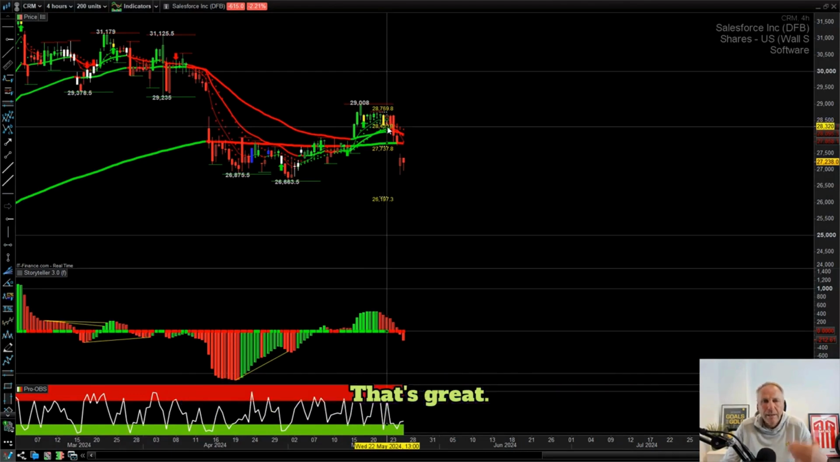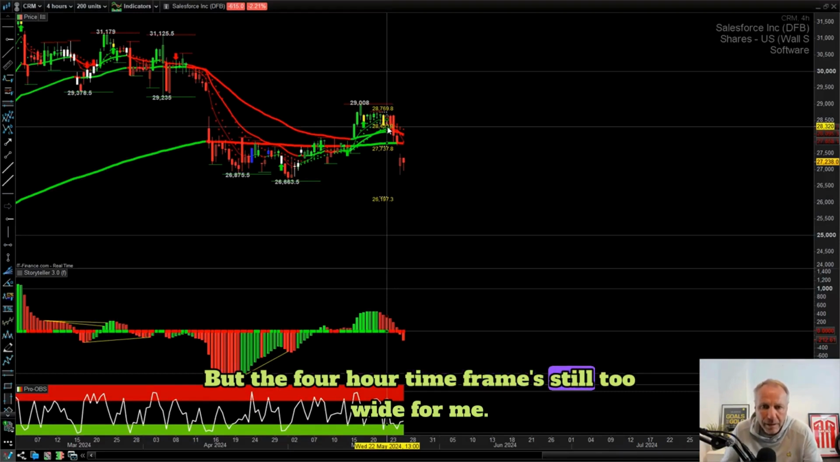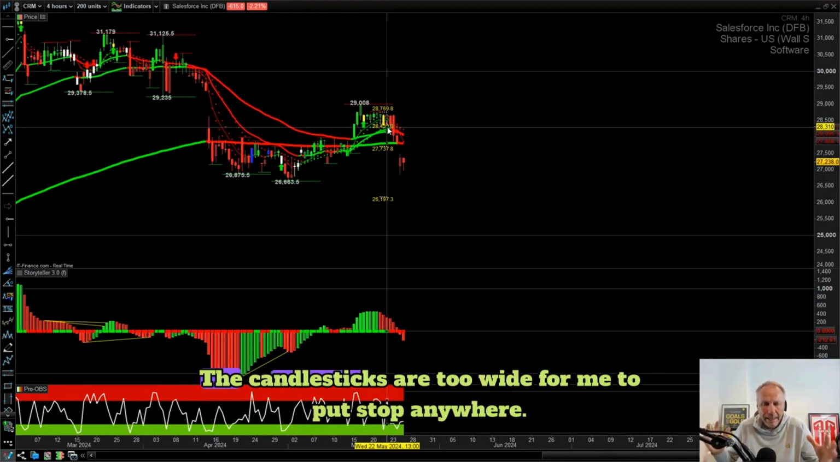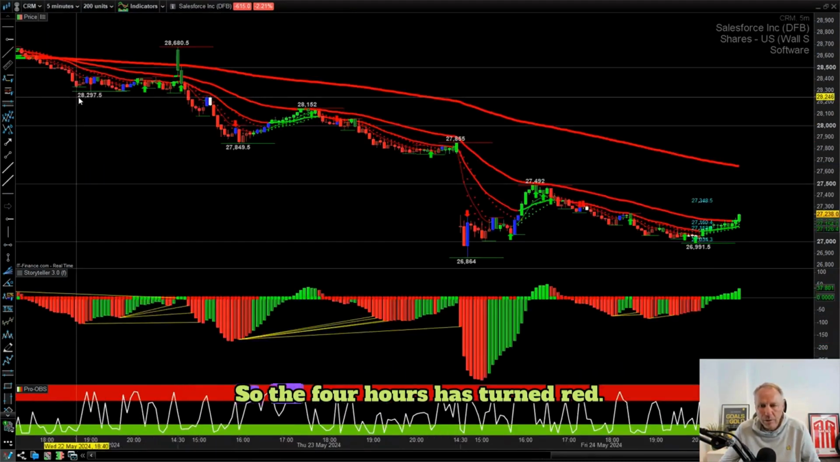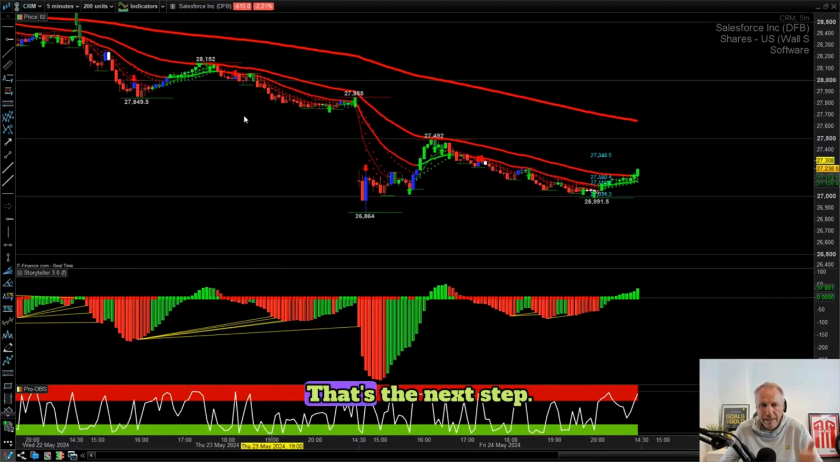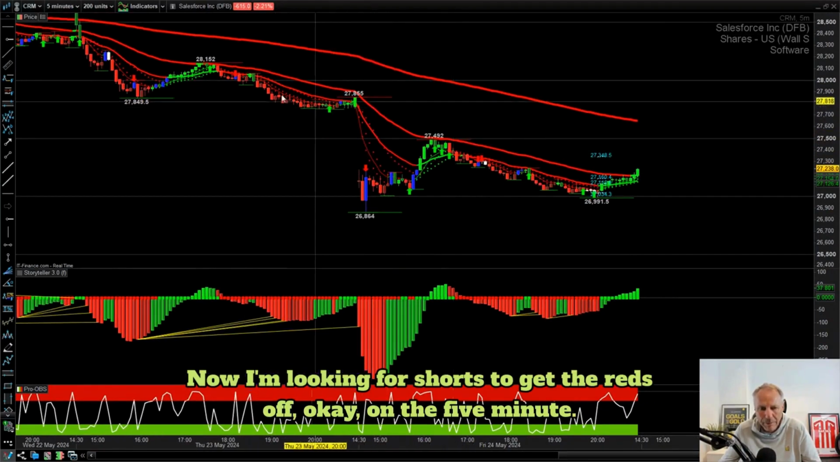That's great. But the 4-hour time frame's still too wide for me. The candlesticks are too wide for me to put a stop anywhere. So what I want to do then is go down to the 5-minute chart. So the 4 hours has turned red. That's the next step. Now I'm looking for shorts to get the reds off on the 5-minute.